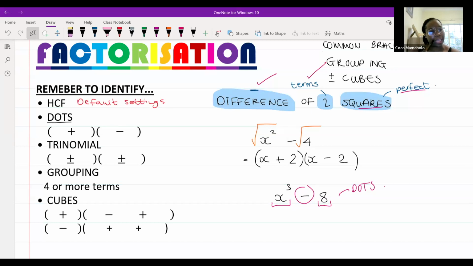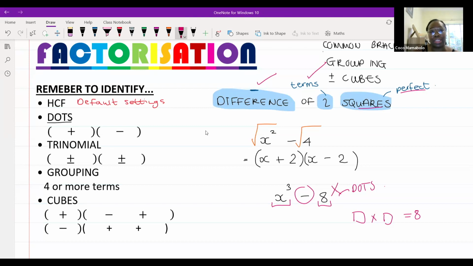Good. And what about 8? Is 8 a perfect square? Can you think of a number that multiplied by itself is going to give you 8? So I need the same number 2 times that's going to give me 8. Can I find that? No, unfortunately we can't. So in this case, this cannot be factorized using DOTS.